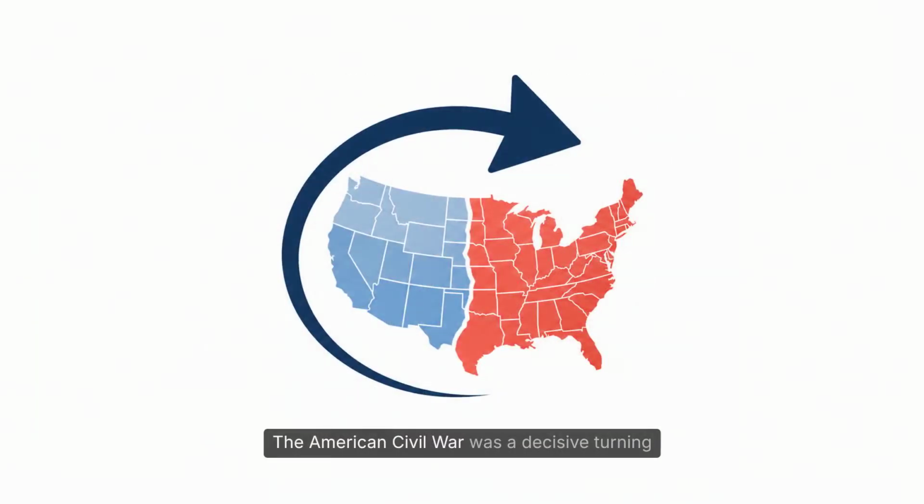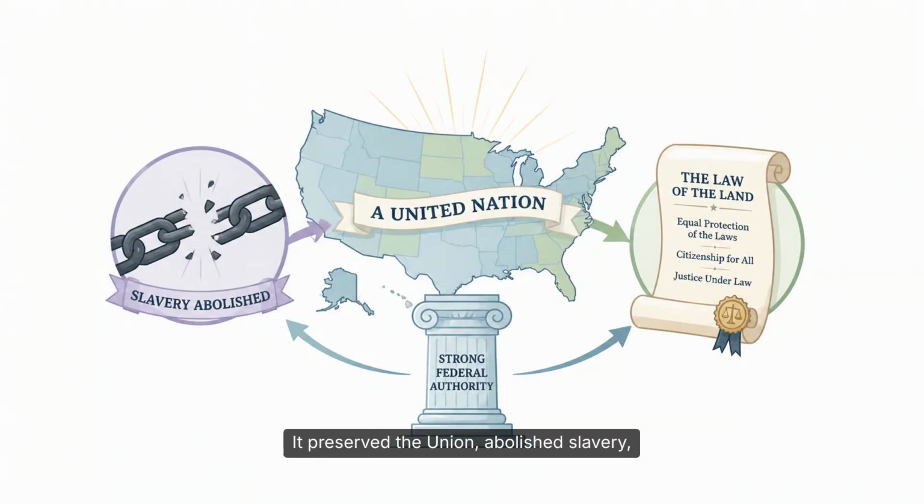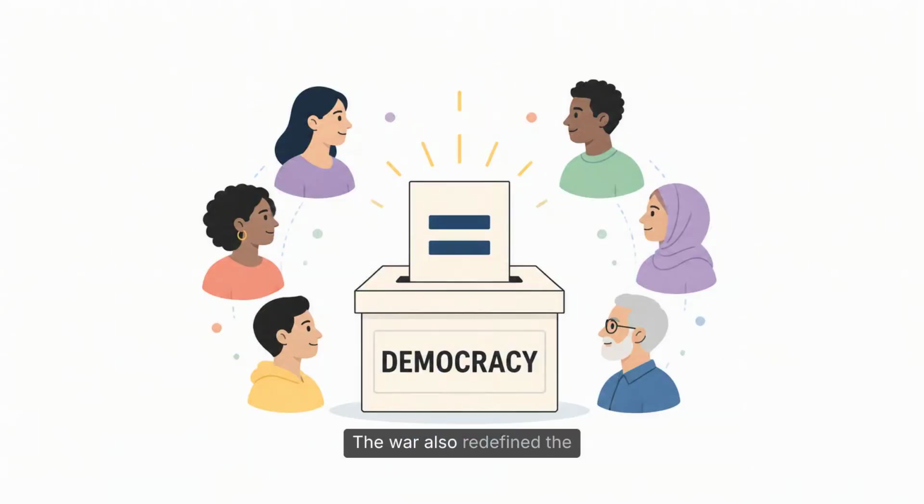The American Civil War was a decisive turning point in the history of the United States. It preserved the Union, abolished slavery, strengthened federal authority, and transformed the nation's constitutional order. The war also redefined the meaning of American democracy.